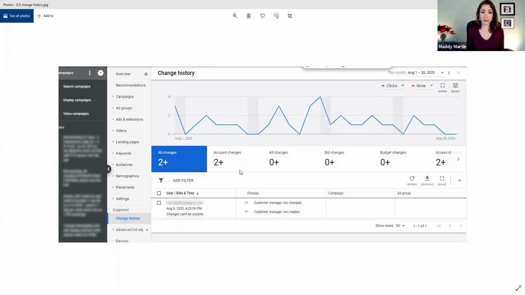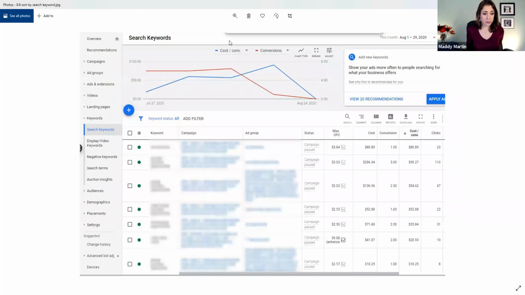Okay, got it. And then the next thing that I wanted to share with you would be search keywords. And this is a really great place, without knowing a whole lot about AdWords or Google Ads, as it's now called, to tell if there's something amiss. And you can see I've sorted by cost per conversion, cost/conv.